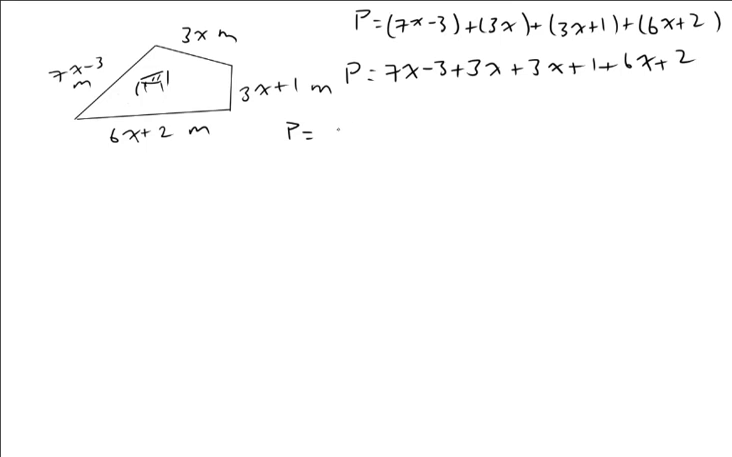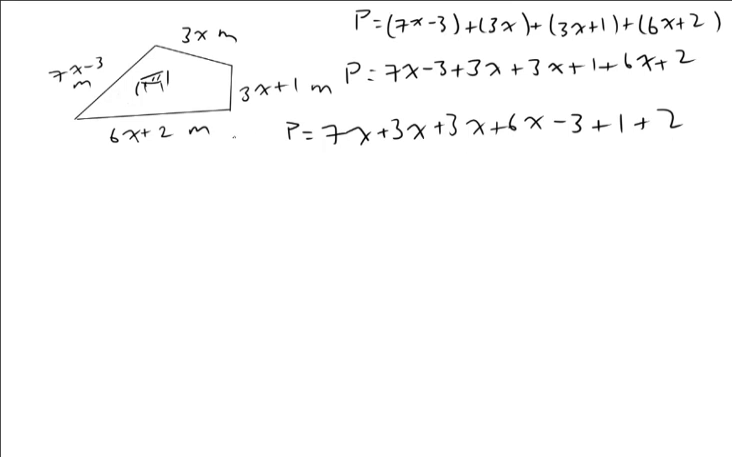So we find the x terms, right? So we see a 7x. We also see a 3x. We also see another 3x in the third side length. And finally we see a 6x, right? So this is our first group. Our next group will be the constants, which is just minus 3, right? And then we see a plus 1, perfect. And we see plus 2.